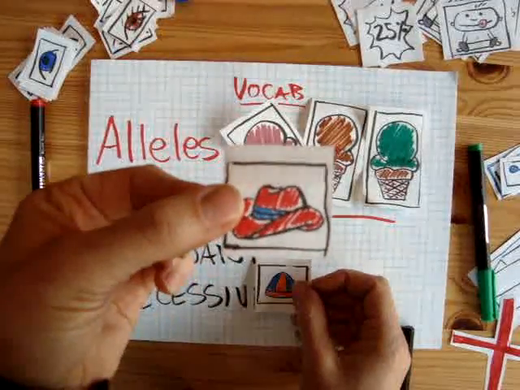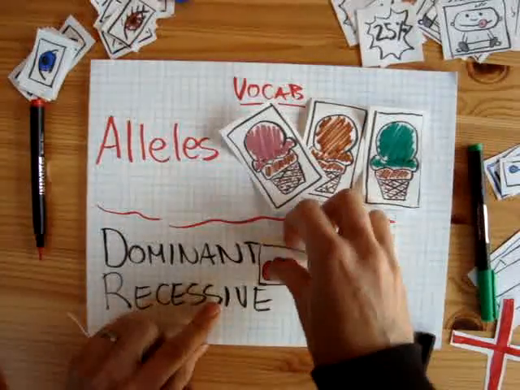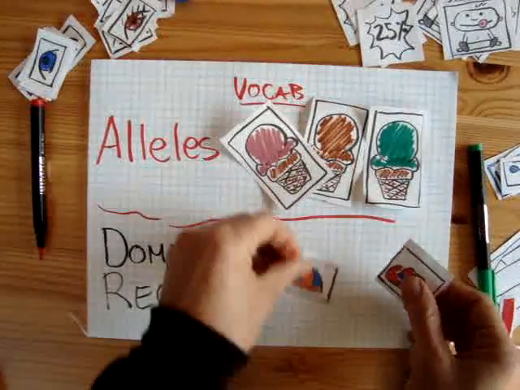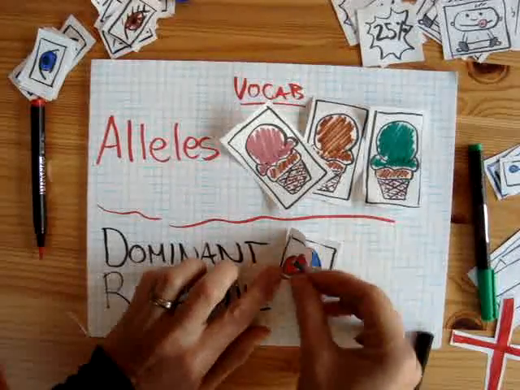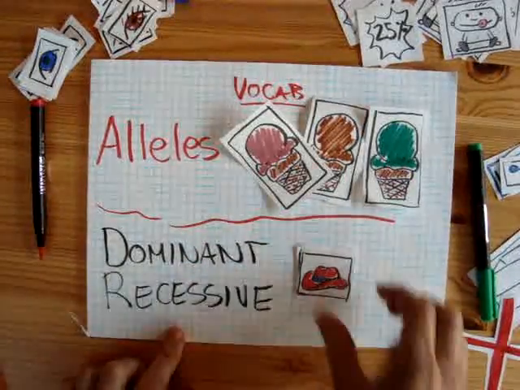The dominant allele might be a bright red cowboy hat and the recessive allele would be a little beanie. If you have two alleles for the beanie, then that's fine. It shows as the beanie. But if you have even one copy of the bright red cowboy hat, that's the only one that will show. In this metaphor, it's like the cowboy hat is sitting on top of the beanie. Dominant allele on top, recessive allele on the bottom.